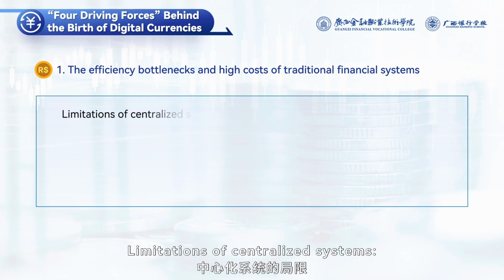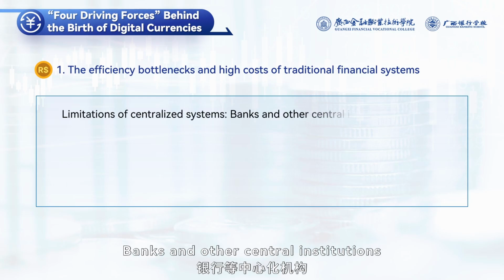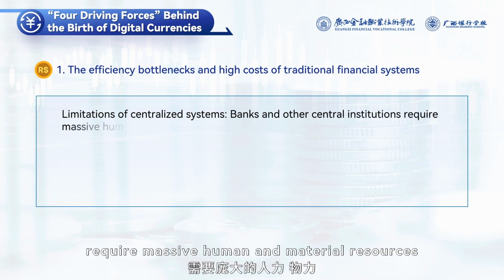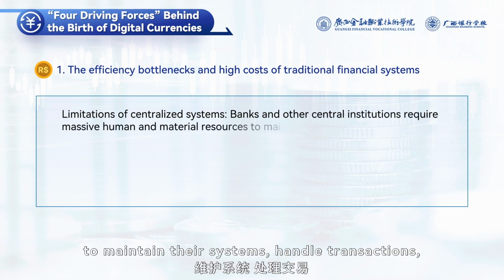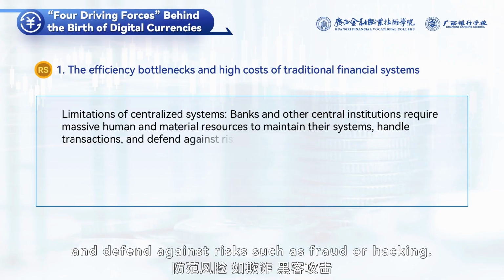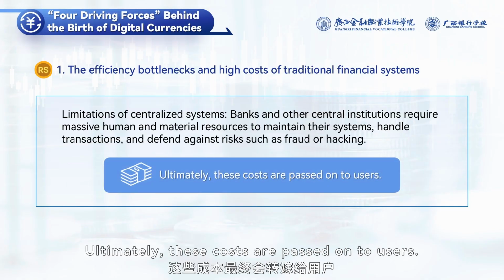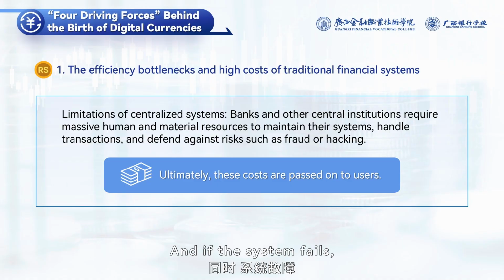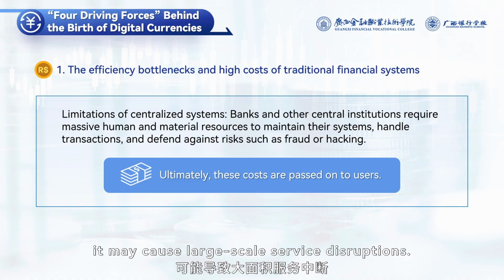Limitations of centralized systems. Banks and other central institutions require massive human and material resources to maintain their systems, handle transactions, and defend against risks such as fraud or hacking. Ultimately, these costs are passed on to users. And if the system fails, it may cause large-scale service disruptions.